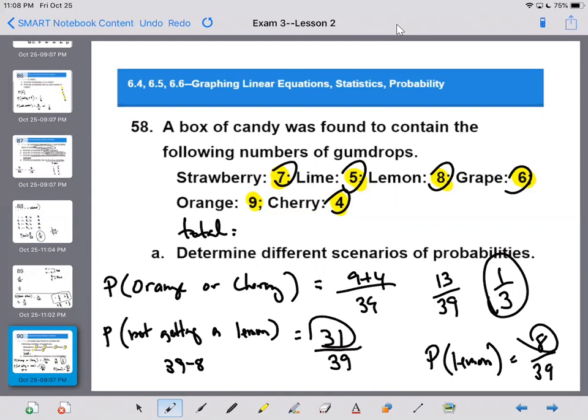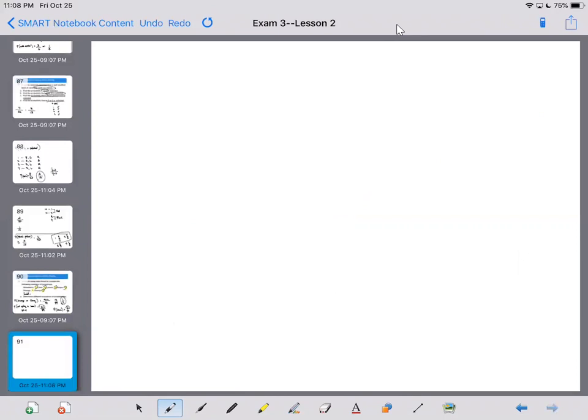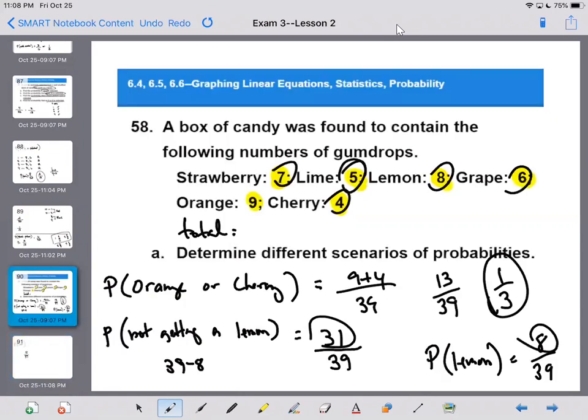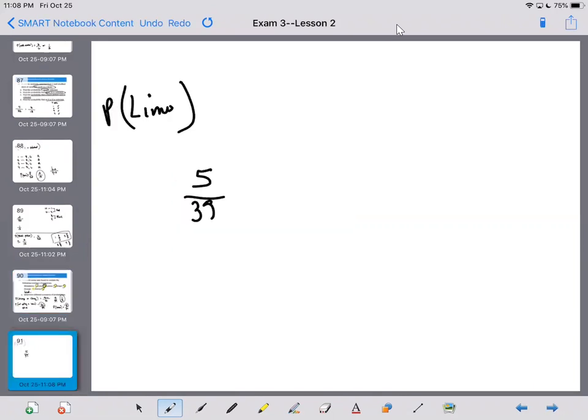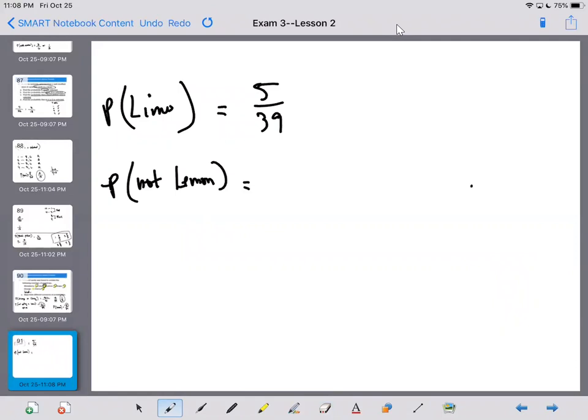So let's do the same with, let's say, lime, okay? So probability of getting a lime. Well, there's 39 total, and lime was what, 5, okay? So the probability of getting a lime was 5 out of 39, I cannot simplify that anymore. 5 is prime. 39 is not prime, but 5 would not divide 39. So what if we said probability of not getting a lime? Well, what's 39 take away 5? That would be 34. So 34 out of 39 would be the complement.